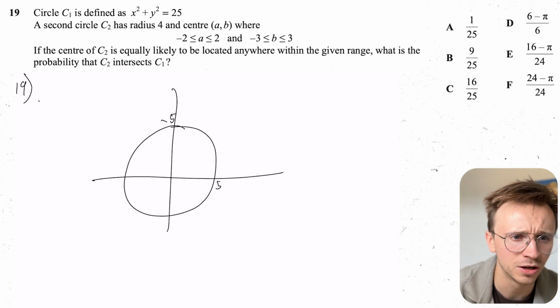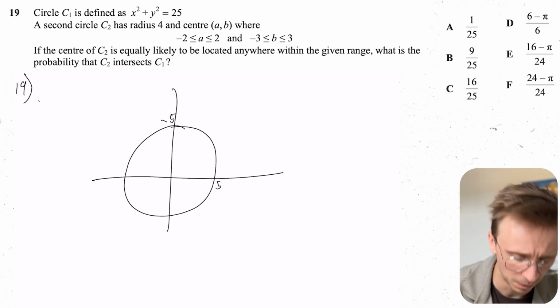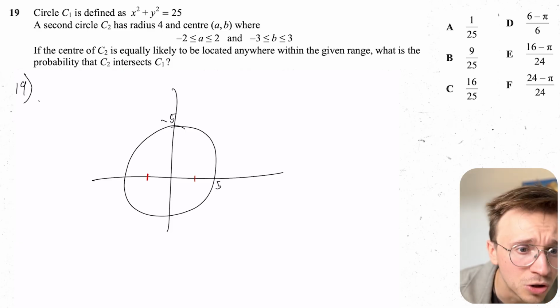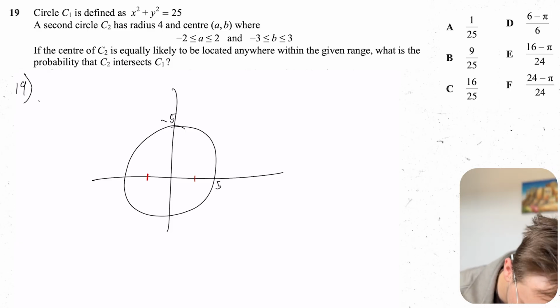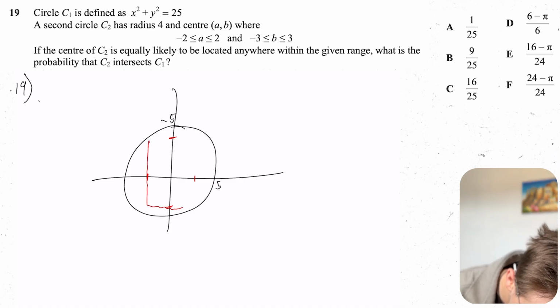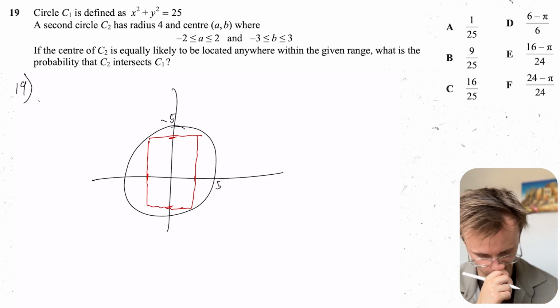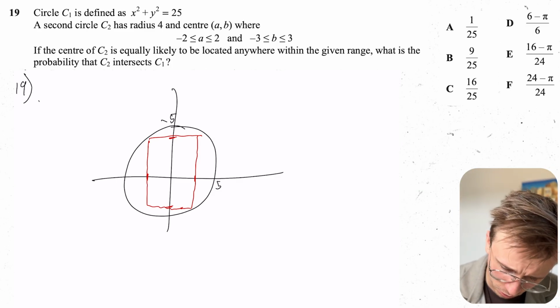Now the centre has to be minus 2 to 2 and minus 3 to 3. So it has to be somewhere in this region, which means that, isn't it always going to intersect?